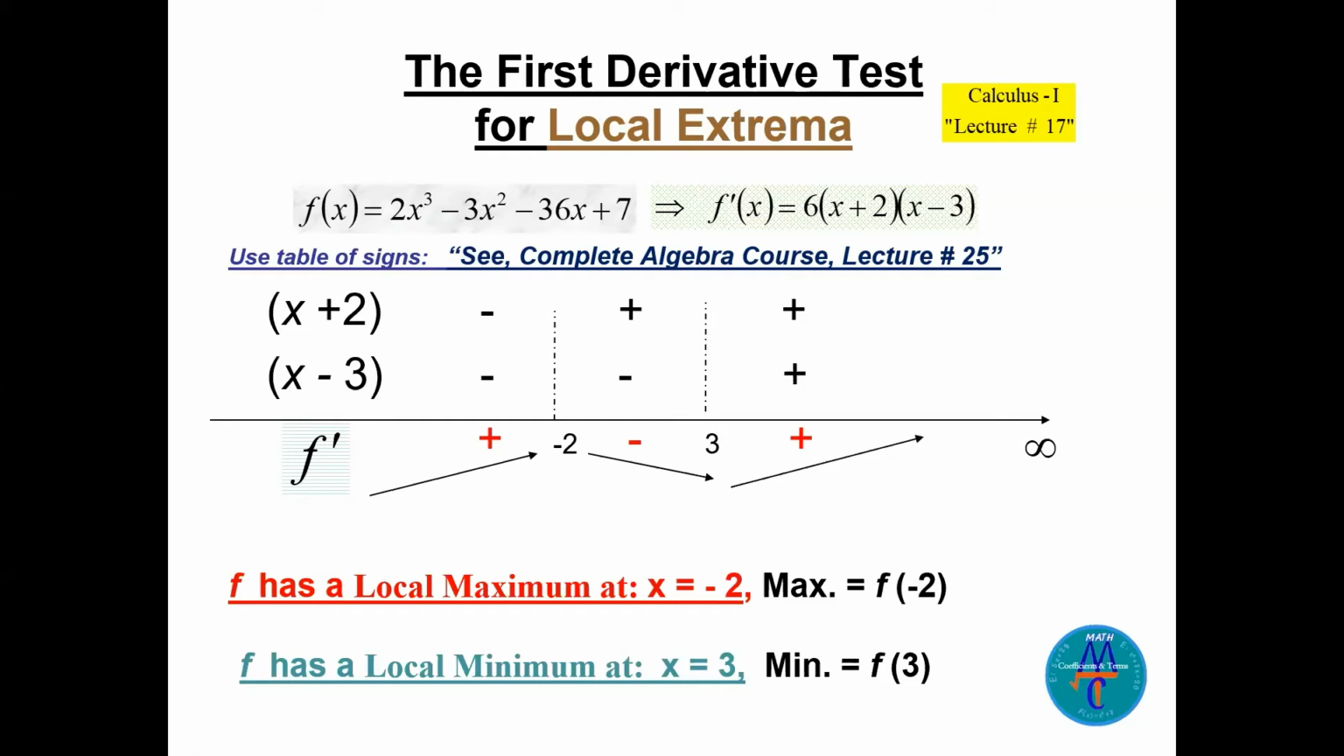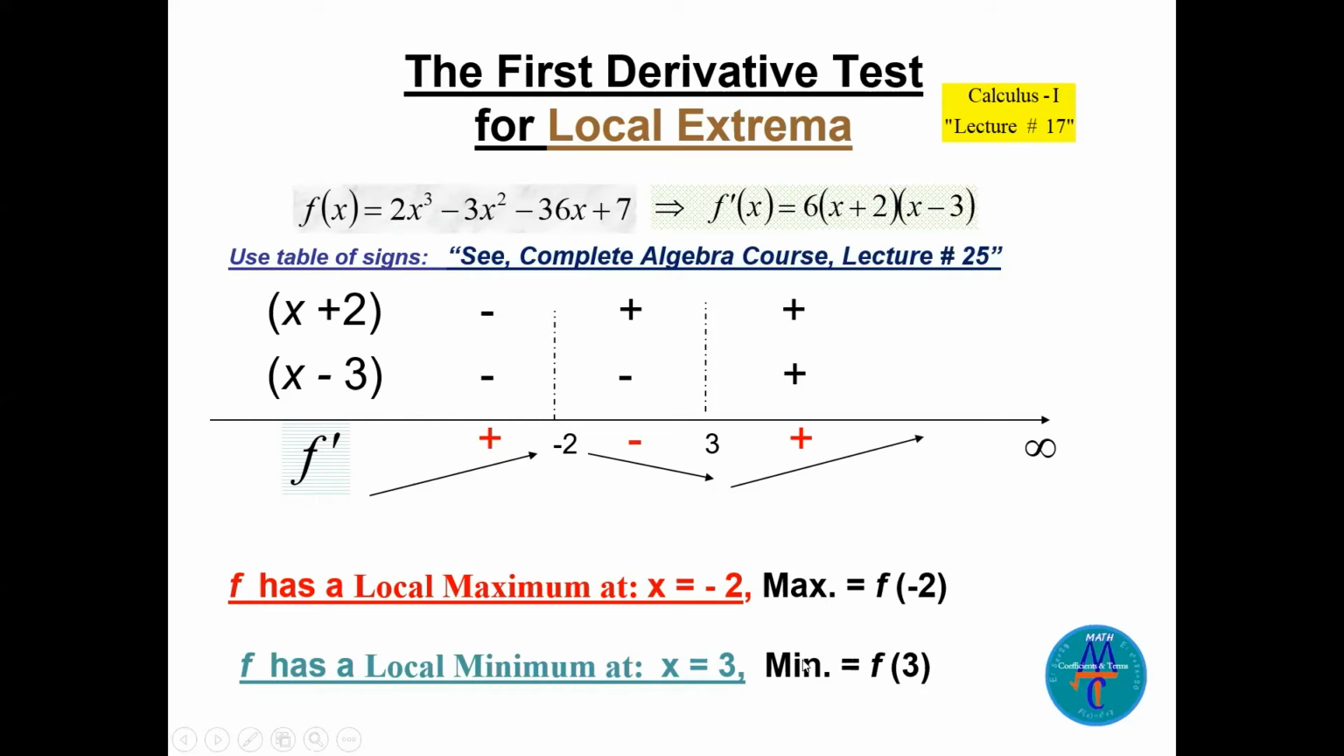So we can put the factors here, x plus 2, x minus 3, and here we put f prime because this is the first derivative. We check a point here from minus infinity to minus 2, another point from minus 2 to 3, another point from 3 to infinity. Then we see f prime is positive, then negative, then positive. So we conclude that the function f has a local maximum at minus 2 and local minimum at 3.